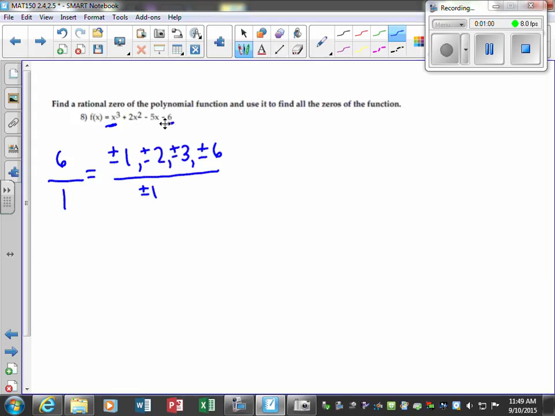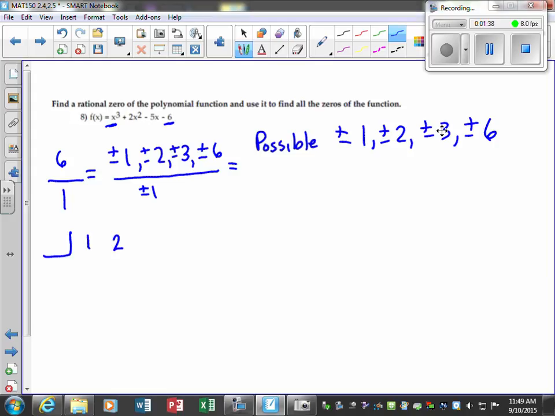Once we simplify this, because it's not always just a 1 down there, but 1 divided by 1, we just get all of our possibles are simply going to be plus or minus 1, 2, 3, and 6. Alright, this is just basically our guessing field. When I do set up synthetic division, 1x to the third, 2x squared, negative 5x minus 6.